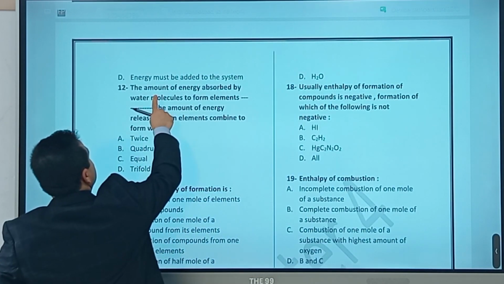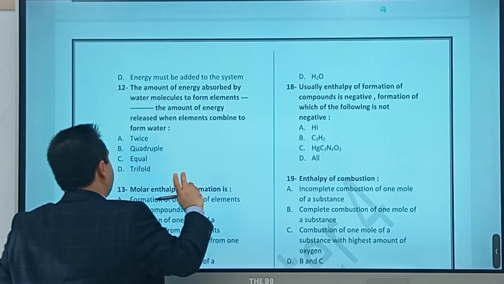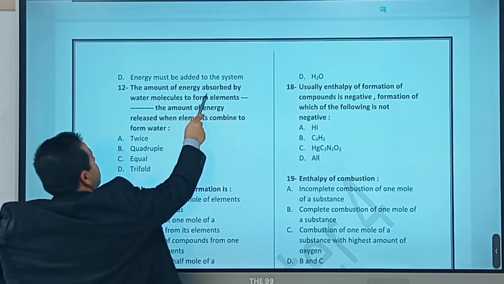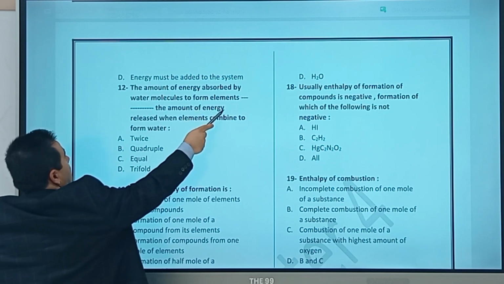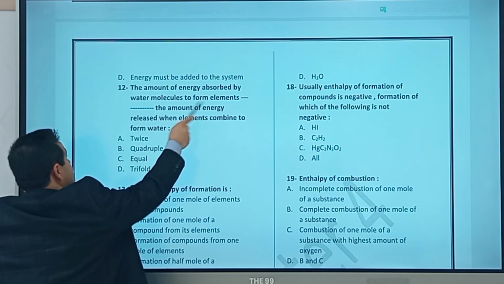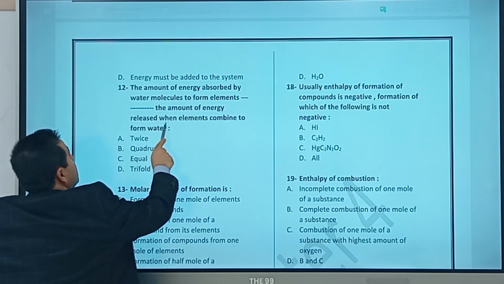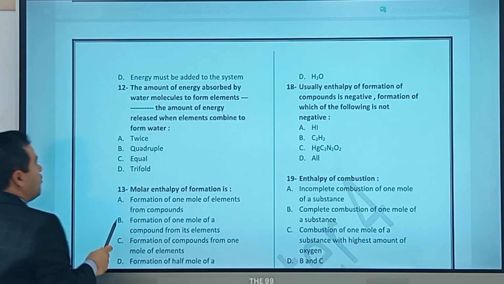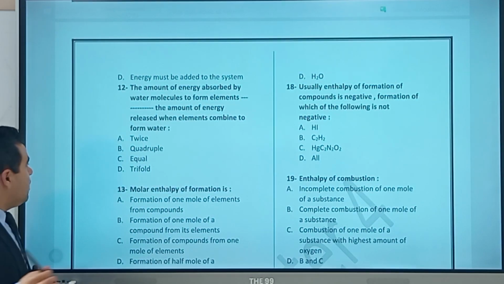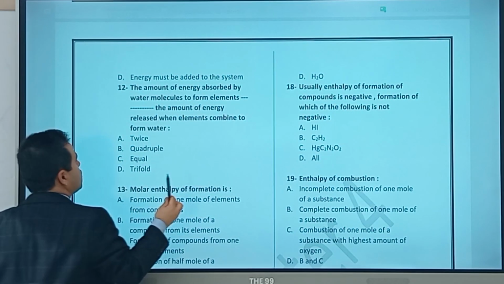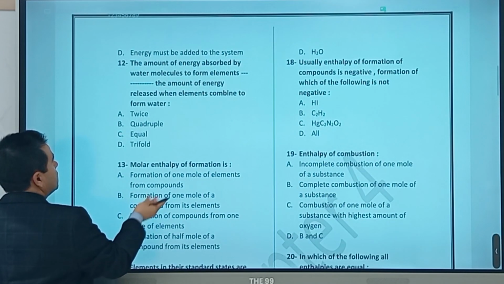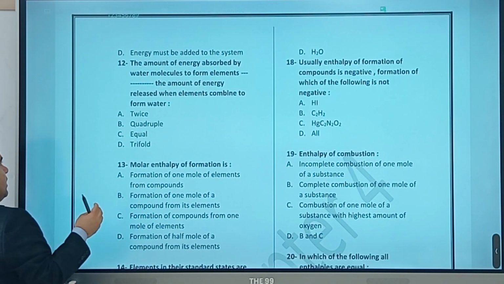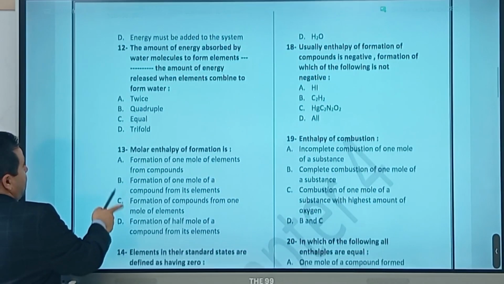D said energy must be added to the system? No. The amount of energy absorbed by water molecules to form elements is the same as the amount of energy released when elements combine to form water. It's the same, guys. It's not twice or quadruple or threefold. It is equal to the amount of energy needed, but with the opposite sign.